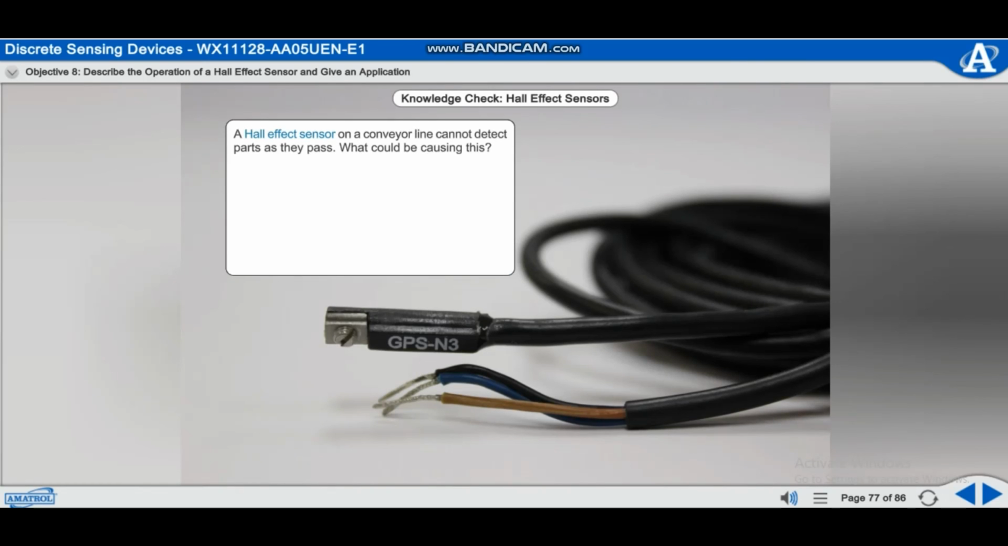A Hall effect sensor on a conveyor line cannot detect parts as they pass. What could be causing this?